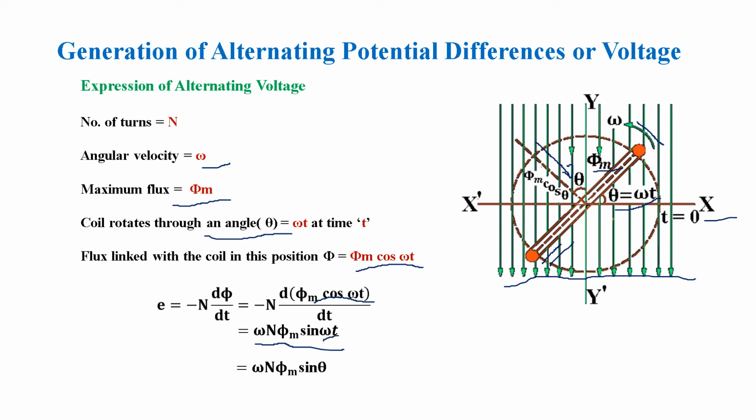This portion, omega n phi m, represents the maximum value of the EMF, when theta equals 90 degrees. When theta equals 90 degrees, that EMF is equal to omega n phi m. So in that way you can find the expression of the induced EMF.